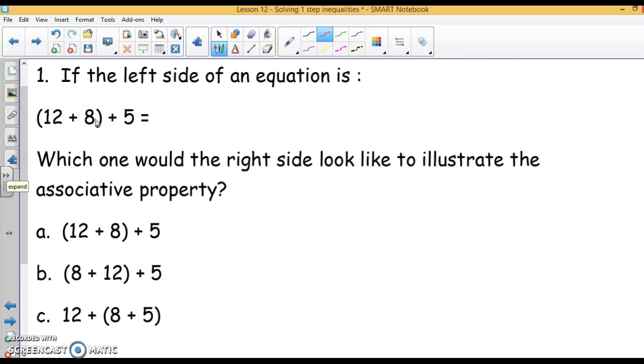Pause the video and do this one. All right. 12, the quantity 12 plus 8 plus 5 equals. Which one would the right side look like to illustrate the associative property? Well, the associative property, the grouping changes. So the order would be the same. 12, 8, 5. But the grouping would change. So that is C.